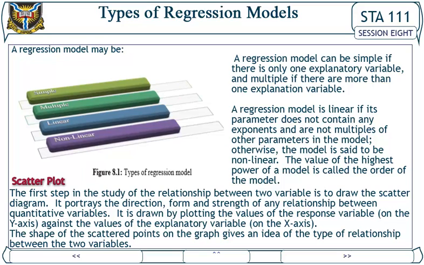Scatter plot. The first step in the study of the relationship between two variables is to draw the scatter diagram. It portrays the direction, form, and strength of any relationship between quantitative variables. It is drawn by plotting the values of the response variable on the y-axis against the values of the explanatory variable on the x-axis. The shape of the scattered points on the graph gives an idea of the type of relationship between the two variables.